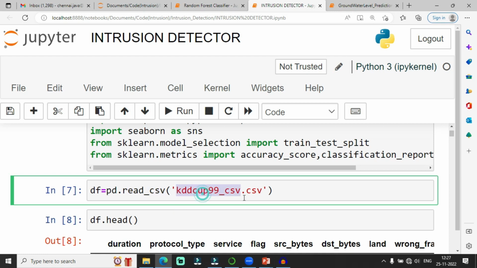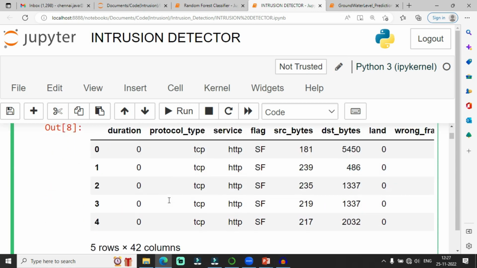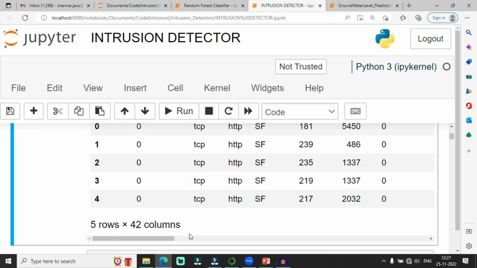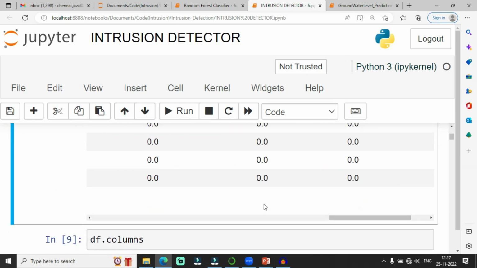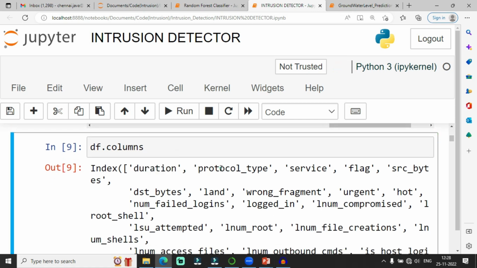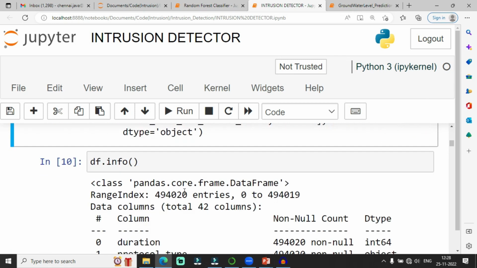I am just reading the CSV. Whatever the CSV file is, it is stored in the variable df. The df.head function displays the head of my data frame, the first 5 rows, with duration, protocol type, service. And df.columns shows the different columns present in my data frame: duration, service, flag, and so on.